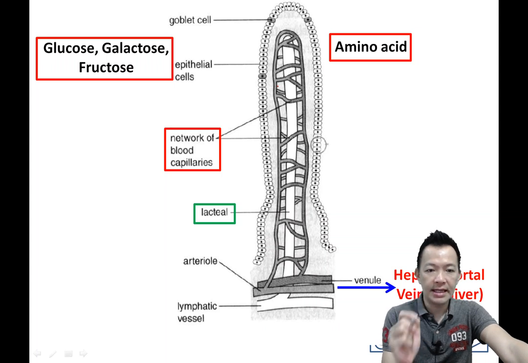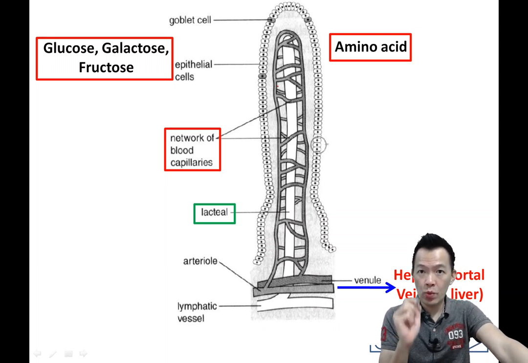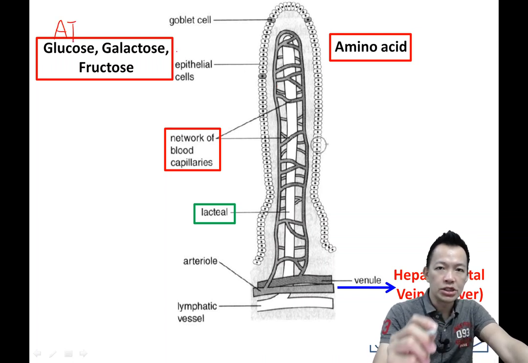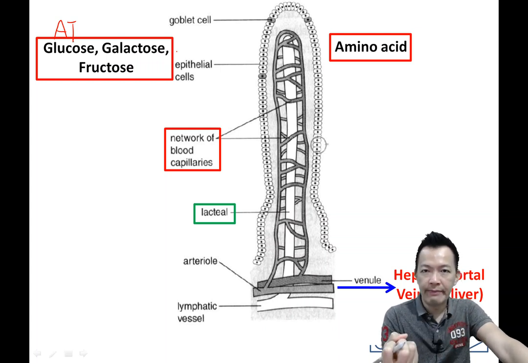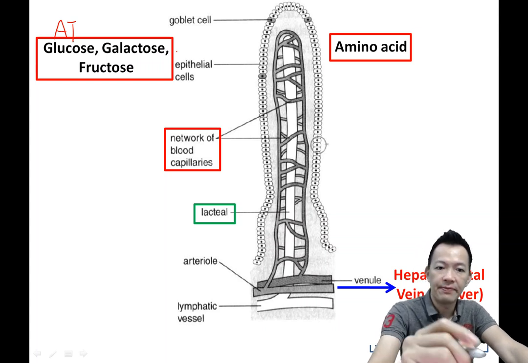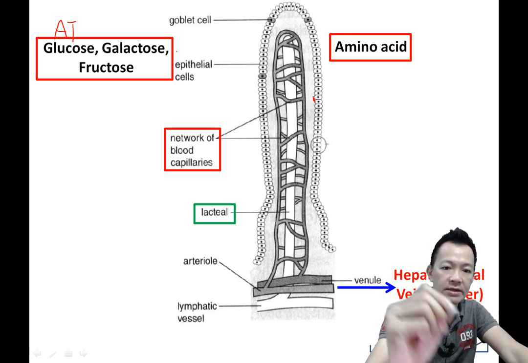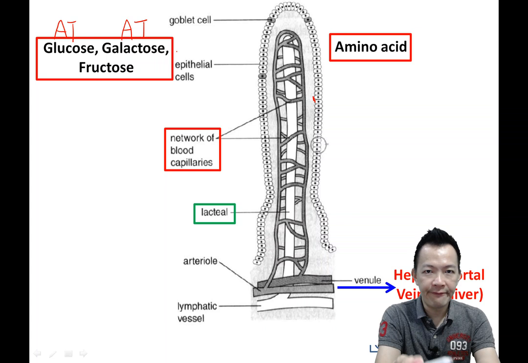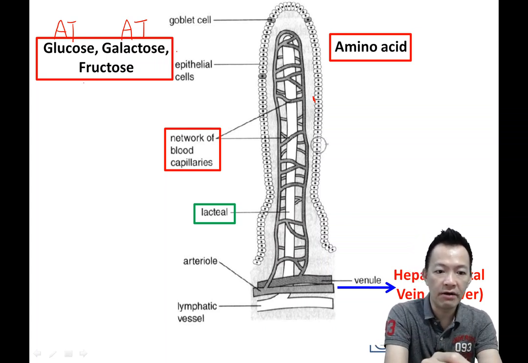Glucose and galactose are absorbed by the villi using the method called active transport. They are selectively absorbed by the villi with this method. But fructose is different. Fructose enters our villi using the method called facilitated diffusion.